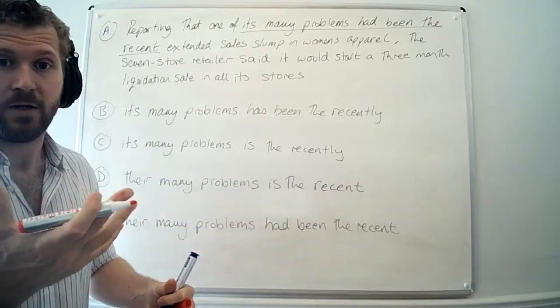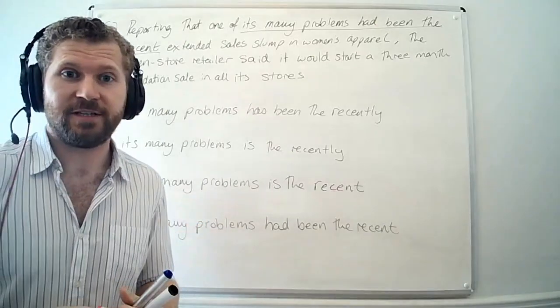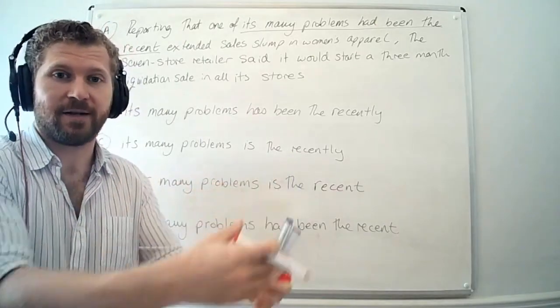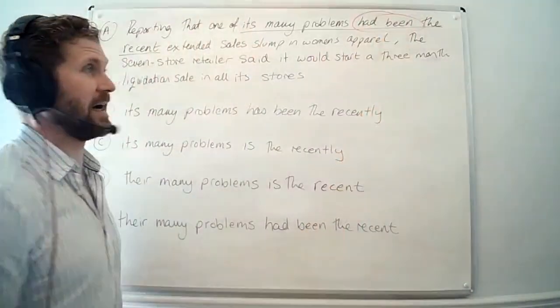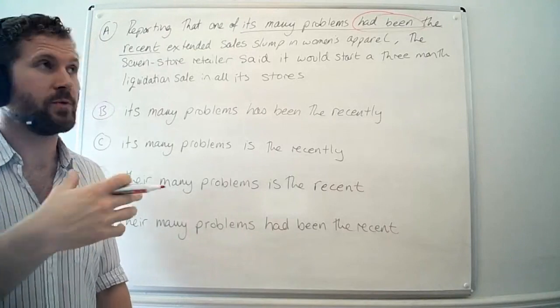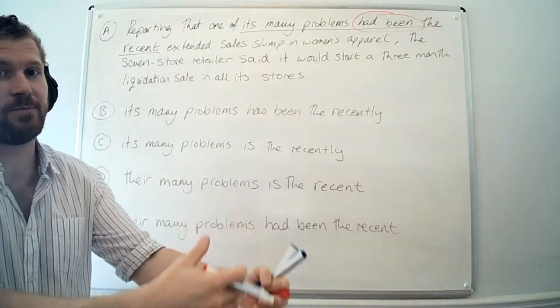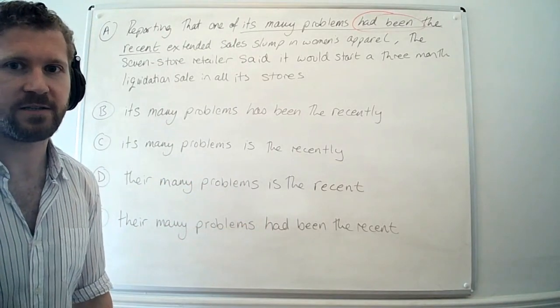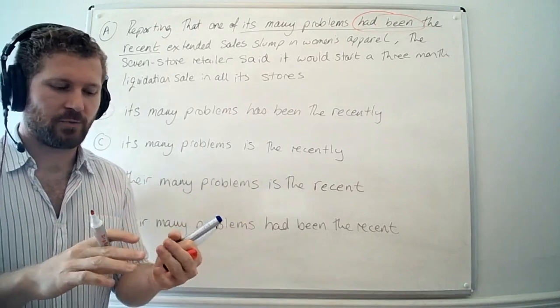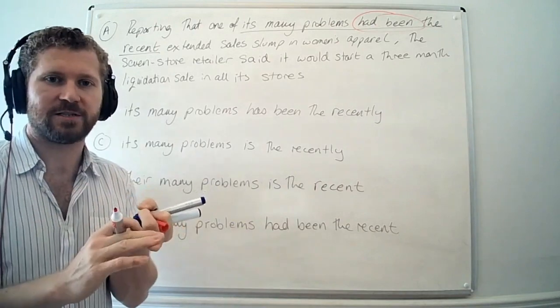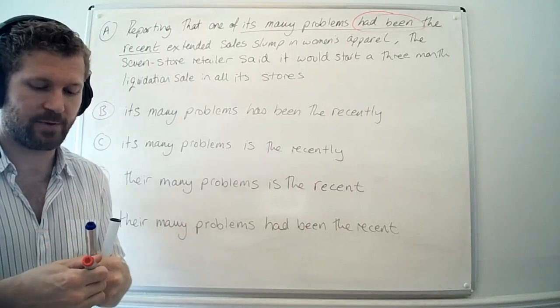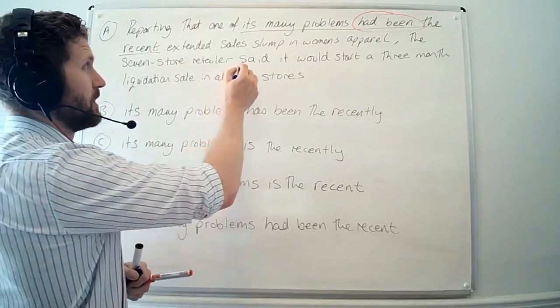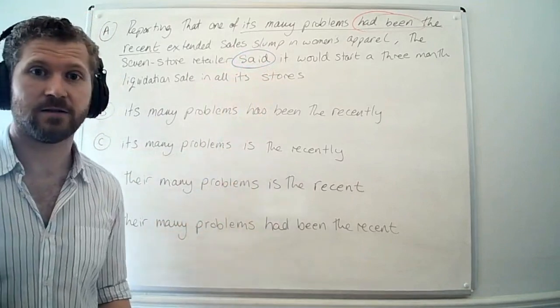All right. We said throughout the video, if you spot a had and then a past tense verb, then we've got the past perfect. Well, straight away up in A, had been. So the company reporting that one of its many problems had been the recent extended sales slumps. As we said throughout, we've got a verb in the past perfect. We need something that stops it. We need a time marker or we need a second verb in the simple past tense. In this case, I've got this, said.